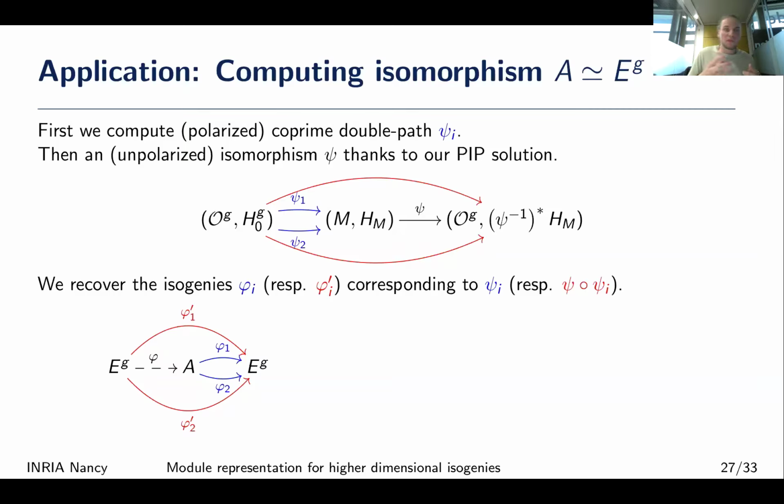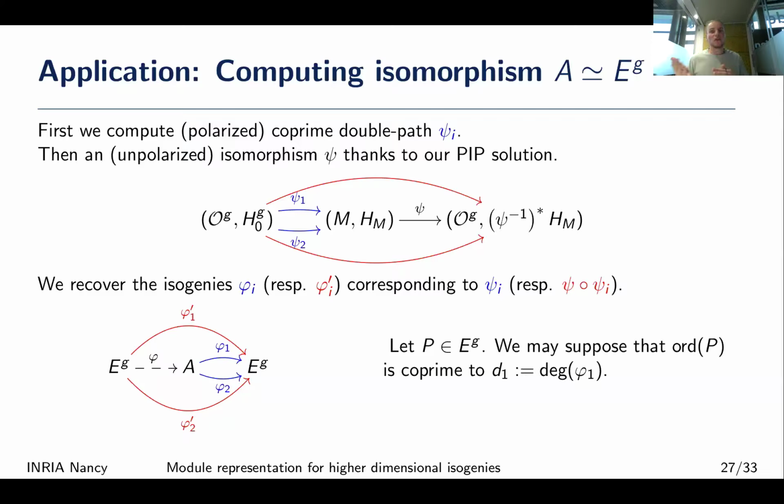And so we want to try to evaluate phi on a point. But now we have two different ways to divide phi into other isogenies. So suppose that we want to evaluate phi on a point P, whose order is coprime to D1, being the degrees that we have in the upper side of my diagram. If it's not, we can just do the same argument, but on the lower side of my diagram.